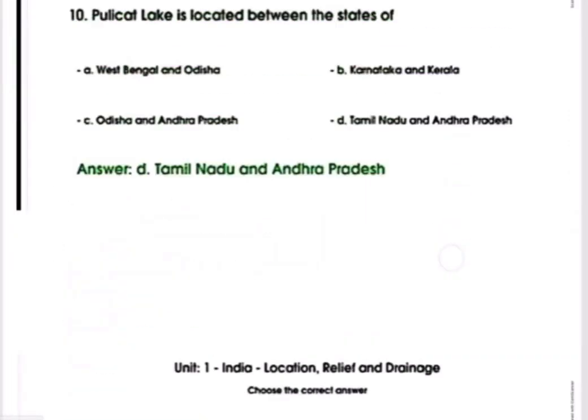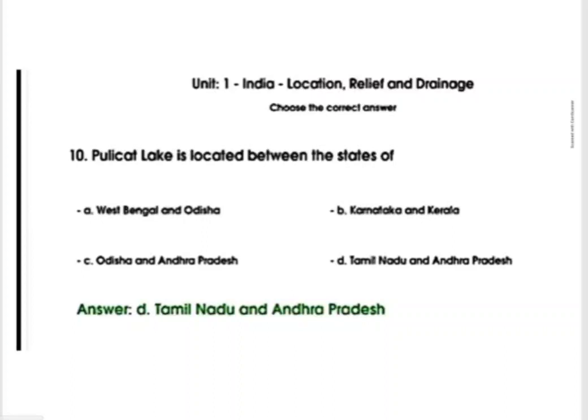The next one is the last question. Pulicat Lake is located between dash states. In between two states it is located. Which states? Tamil Nadu and Andhra Pradesh. So in between these two states, which lake is situated? Pulicat Lake.